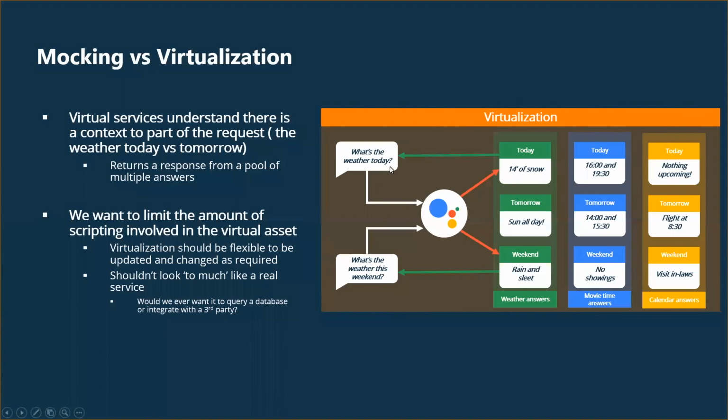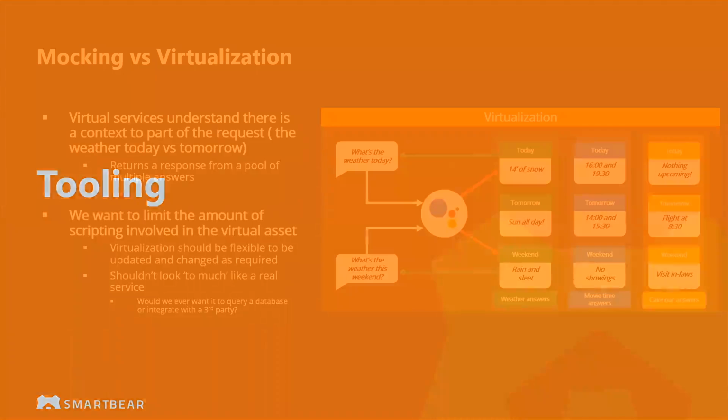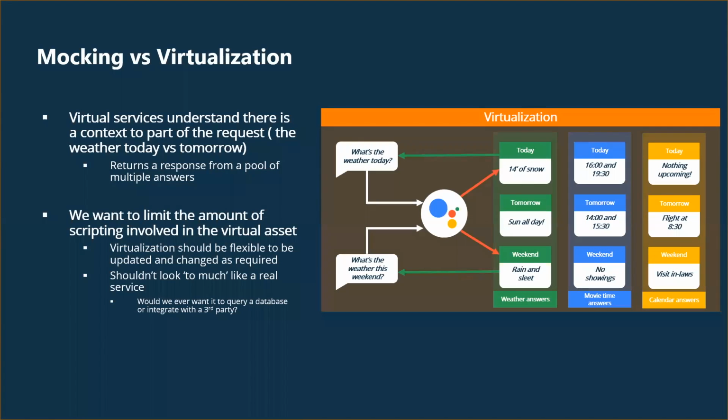You can also have scenarios where I can cater to not just the weather, but I can also cater to movie time answers or calendar answers. So you can have multiple services providing your response in a set of flow. So service virtualization is way more flexible. You can layer it. It's almost like a real service. Well, you can pretty much make it like a real service as well, based on your scenario.